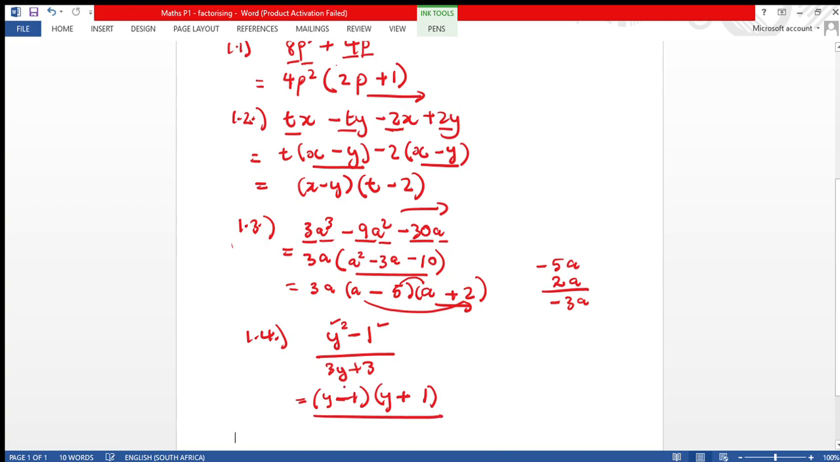Okay, then also focusing on the denominator, you can see 3 is a common factor, so you can take 3 out as a common factor. So you can see here, once you take 3 as a common factor, this bracket is the same as that bracket, so it means they can divide each other. When you do that, you'd be left with y minus 1 divided by 3. This is going to be our final answer for question 1.4.